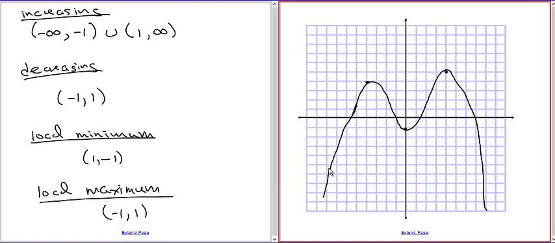The function's increasing up to here. Again, I didn't quite get that centered right. Then it's decreasing to here. Then it's increasing to here, and it's decreasing to here. So, this would be the location of a local maximum. This would be a local minimum. Valleys are local minimums. Hills are local maximums. So this is a local maximum.